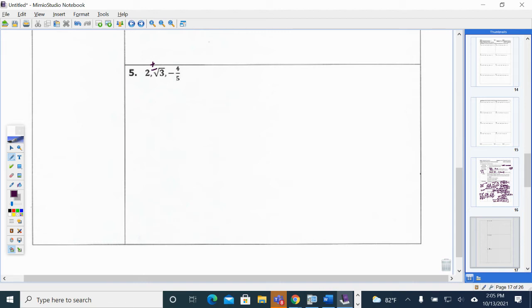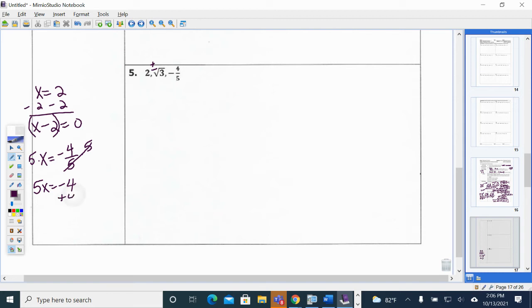So we're going to start with the 2. x equals the 2, minus the 2. And we get x minus 2 equals 0 for my first root. x equals, I'm going to do the negative 4/5, keeping like things together. Multiply by 5. 5x equals negative 4. Add the 4.